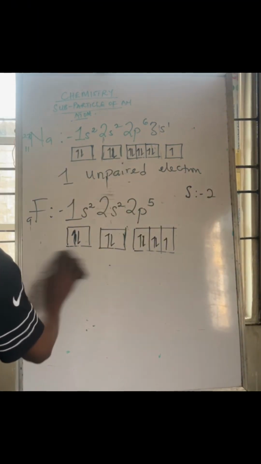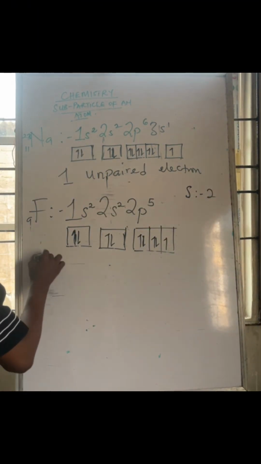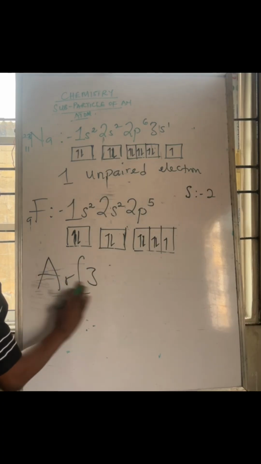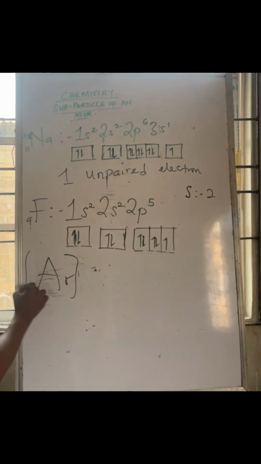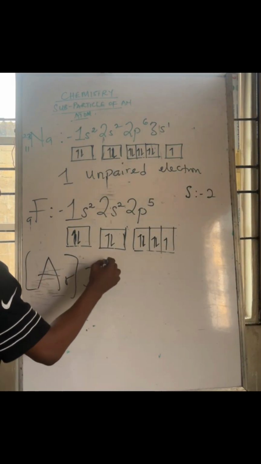Now, let's then answer this particular one. What if I ask you to find the number of unpaired? The number of unpaired in 3d, let me say 6.